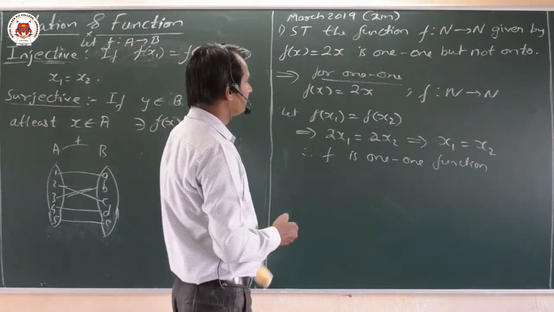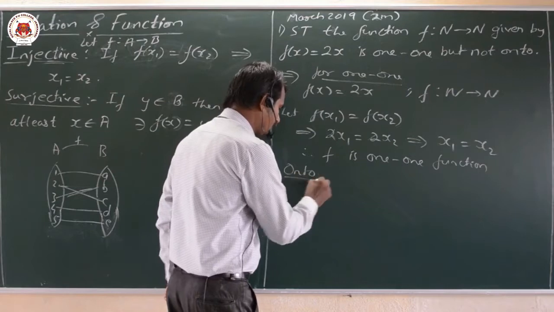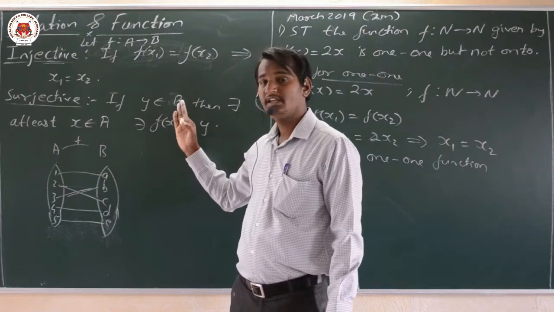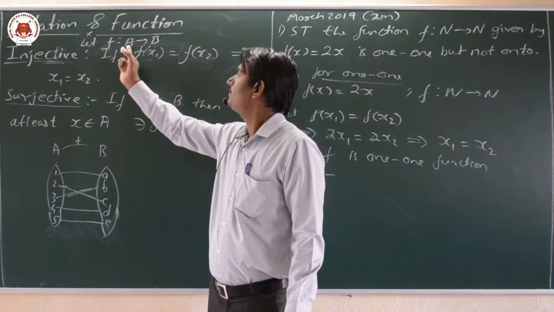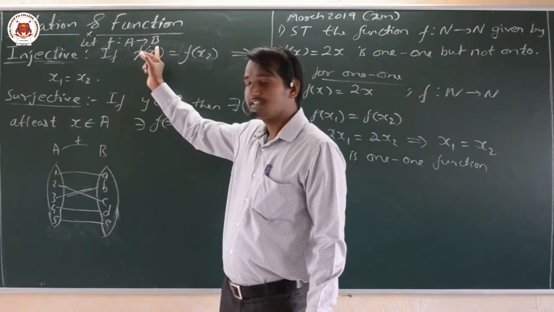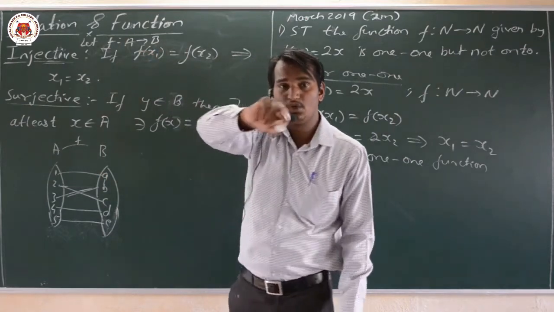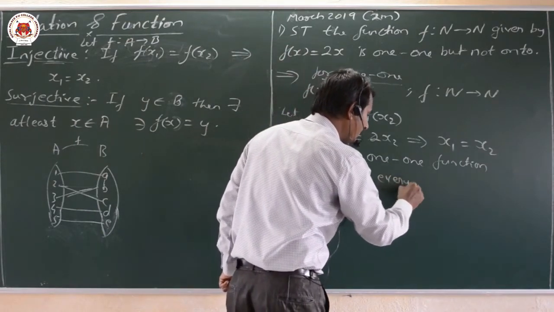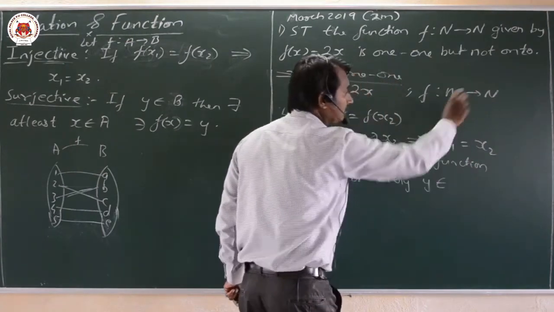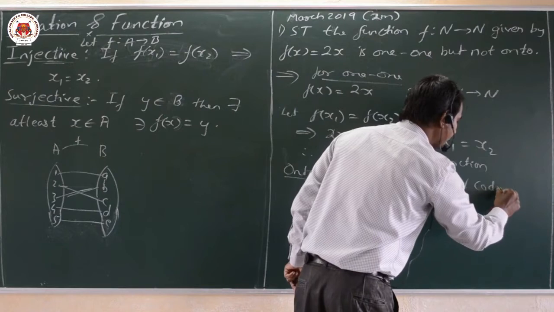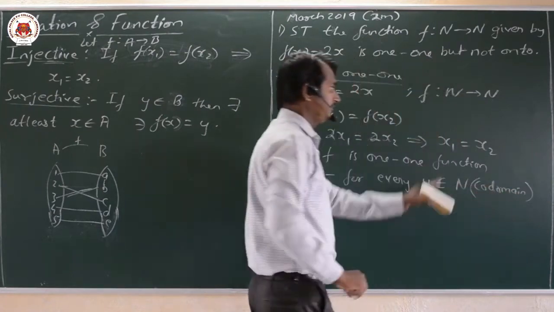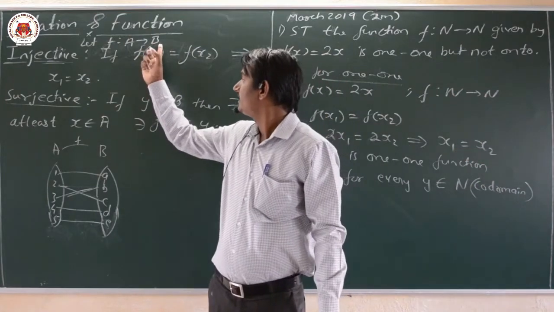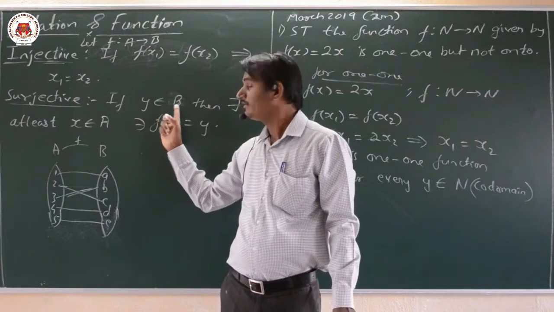Now the second important one, onto function. For onto function, what is the definition? For every y belongs to the set B. Here we are taking y in set B because the function was f from A to B. Here B is nothing but our codomain, and A is nothing but our domain. That means for every y belongs to N, that is codomain. Why? Because both are same, N to N we have. This is our codomain and this is our domain. Here we are taking set B, that is nothing but our codomain.